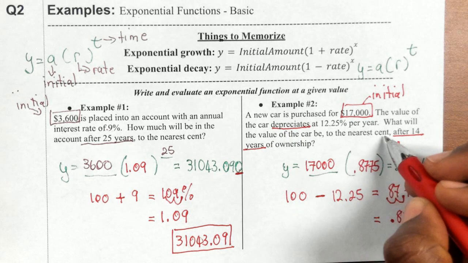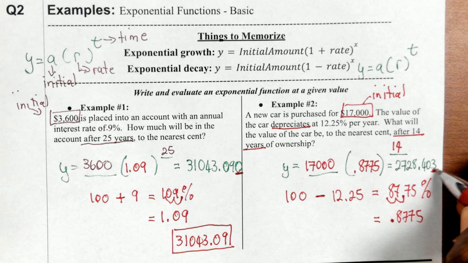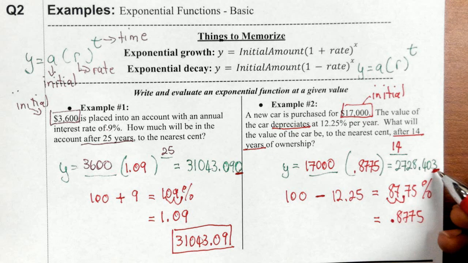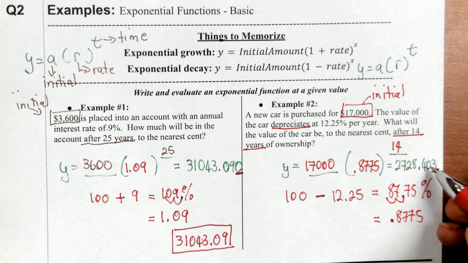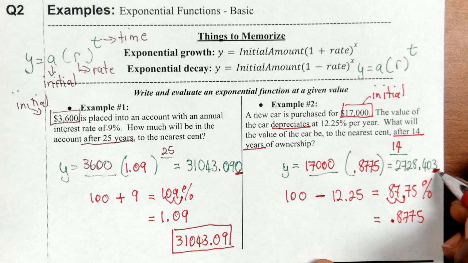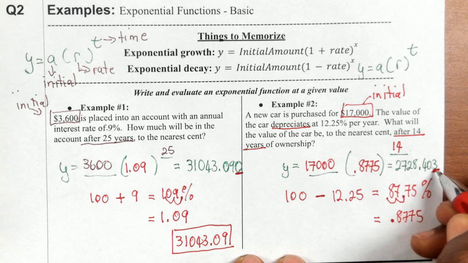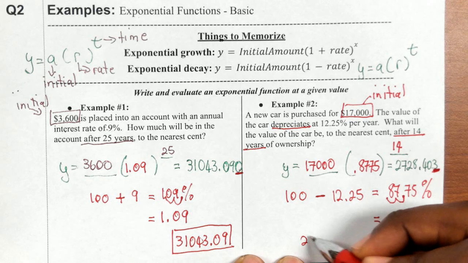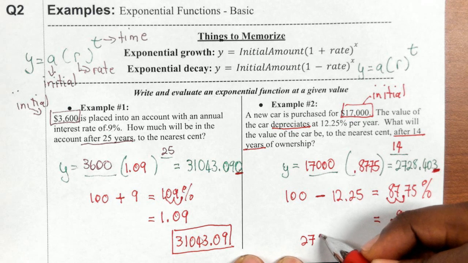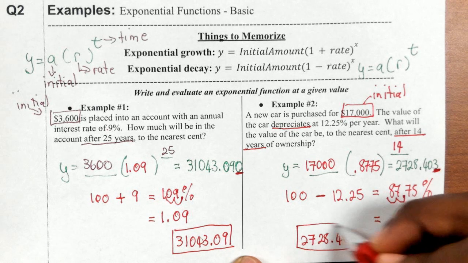Now we need to round to the nearest cent. Nearest cent, you look at the third number after the decimal point. If that number is 5 or larger, the number to the left will go up by 1. Because it's not 5 or larger, everything in front of what I underlined is my answer. So my answer is 2,728.40. That is my result.